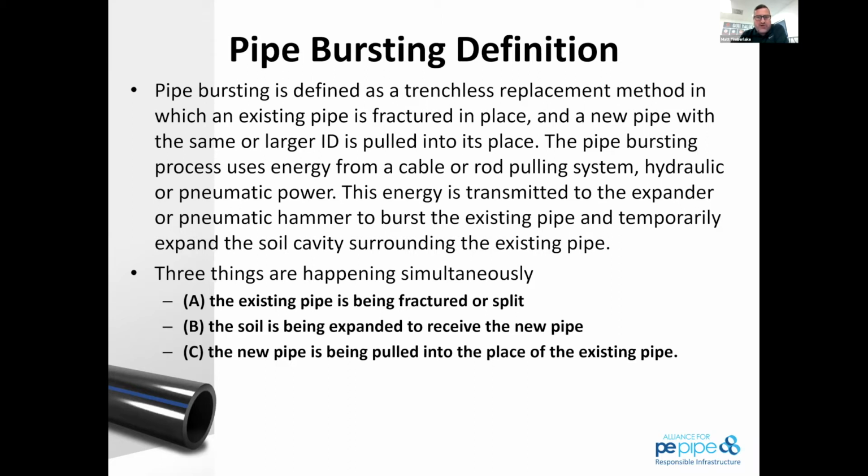But what we're going to do is fracture or split the existing pipe in its place. We're going to expand the existing soil that's going to receive that new pipe. And then that new pipe is going to be pulled in or progress through at the same time. So one of the real differentiating factors with pipe bursting is it's really the only method of pipe replacement where we can actually increase the pipe size or the pipe ID in place. Go ahead and skip to the next one, Alan.